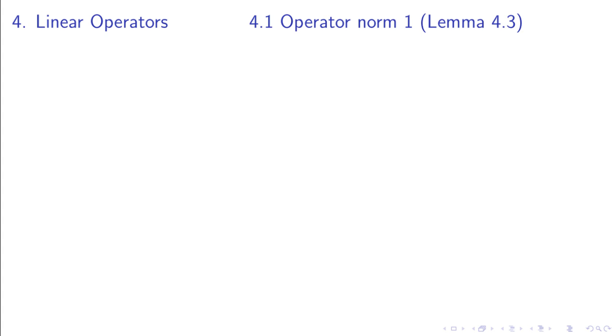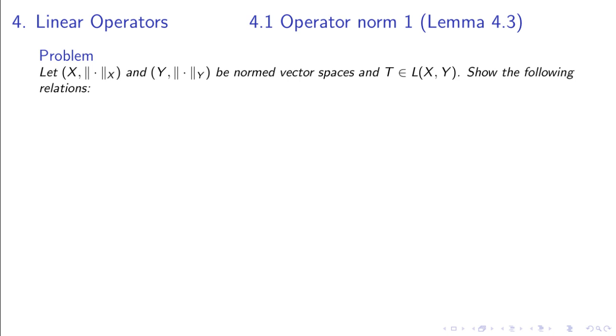Chapter 4 Linear Operators. Problem 4.1 Operator norm 1. Lemma 4.3. Let (X, ‖·‖_X) and (Y, ‖·‖_Y) be normed vector spaces, and let T be a bounded linear operator from X to Y, so T is in L(X, Y). We want to show three equivalent descriptions of the operator norm of T and one basic estimate.